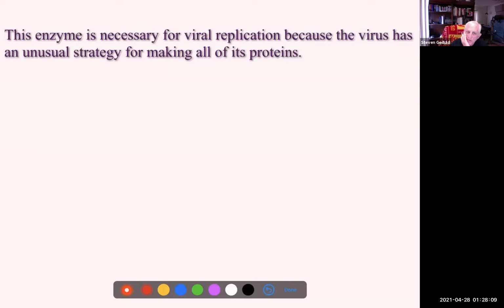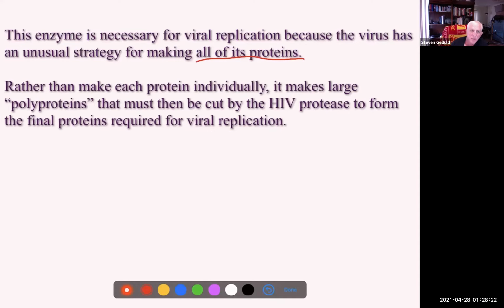So the enzyme that's necessary for viral replication, because this virus has an unusual strategy for making all of its proteins. Okay. So the virus uses a specific enzyme to replicate its proteins. Okay. Rather than make each protein individually, it makes a large polyprotein. Okay. That's got to be cut by the HIV protease to form the final proteins required for viral replication. So it makes its own enzyme. It forms this long protein, okay, and then cuts it into pieces using what's called protease, and it forms the final product so the virus can replicate.